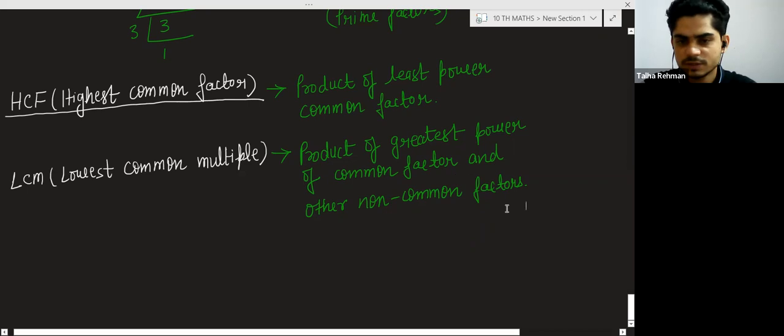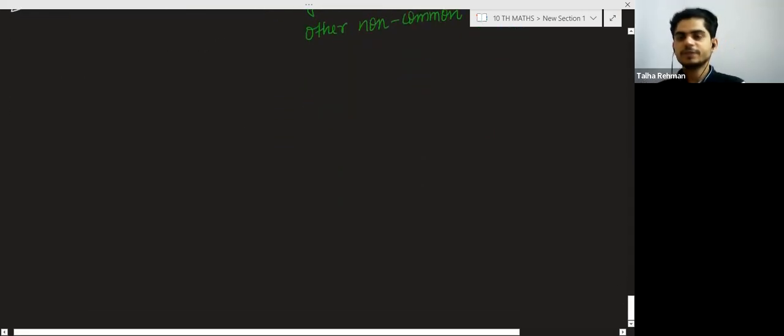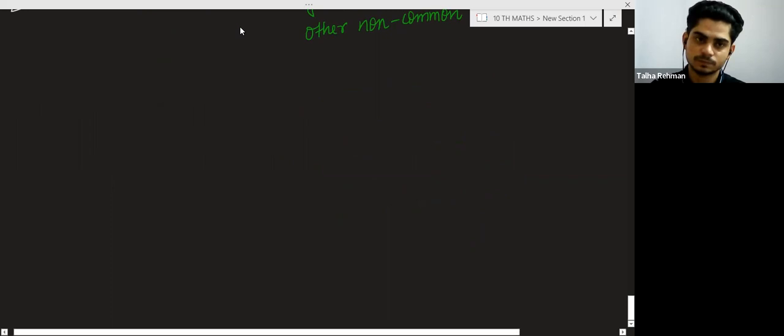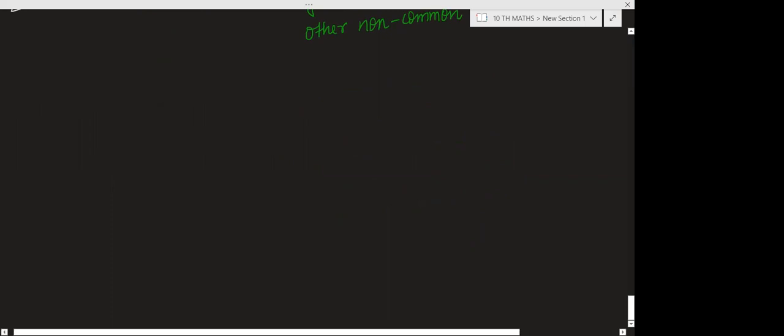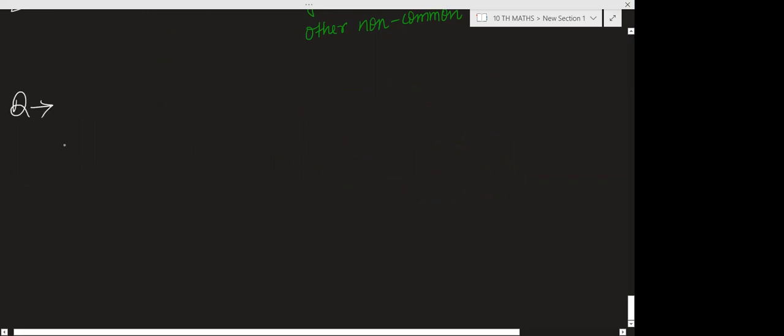So Azaan, this is the definition, but in mathematics, definitions are not sufficient. We have to solve the problem. Okay, sir. And everything will get into understanding by solving the problem. So, like here is a question.